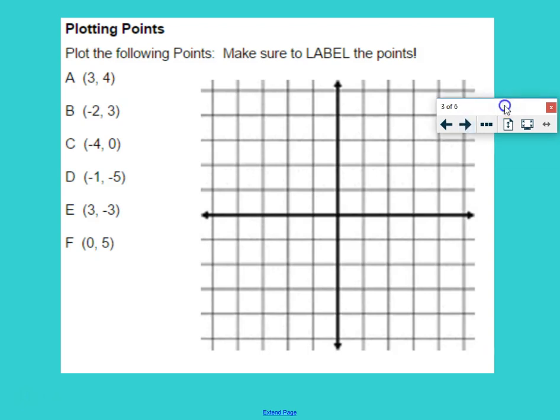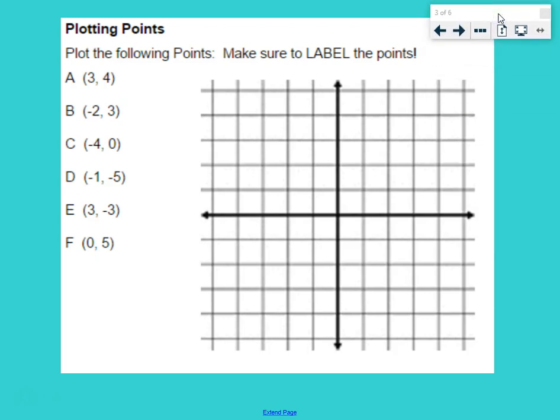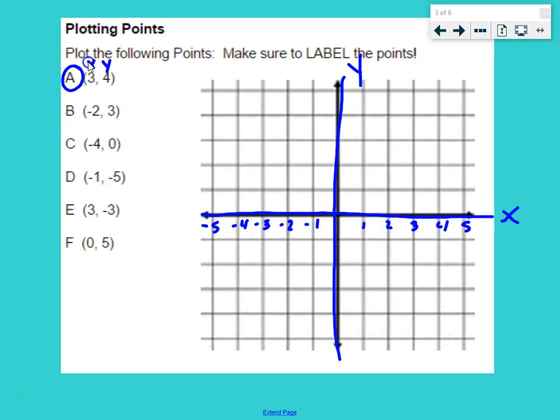Plotting points. Plot the following points. Make sure to label the points. So we have point (3, 4), which is point A. So on our graph, we have x-axis, y-axis. This would be 1, 2, 3, 4, 5, negative 1, negative 2, negative 3, negative 4, negative 5. We can do the same thing on our y-axis. Label the lines with the points. If you need the numbers, please add the numbers. You can add these to any graph if they're not already there for you.